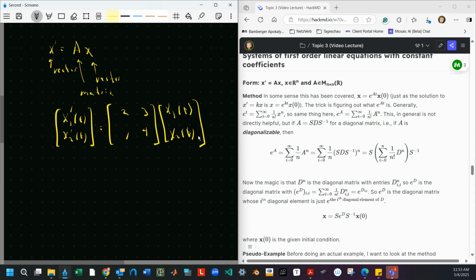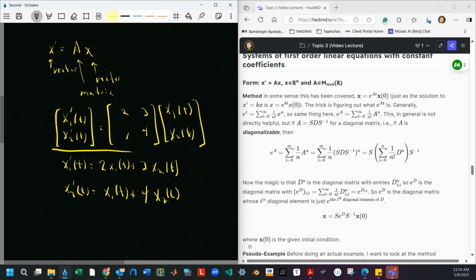In this case, we could write this as x1 prime of t is equal to 2 x1 of t plus 3 x2 of t. That's what we get from this matrix vector multiplication. And x2 prime of t is equal to 1 times x1 of t, so just x1 of t, plus 4 x2 of t. So that looks like a normal system.